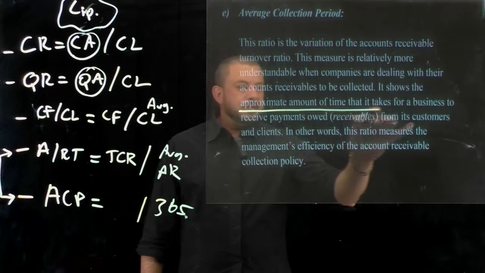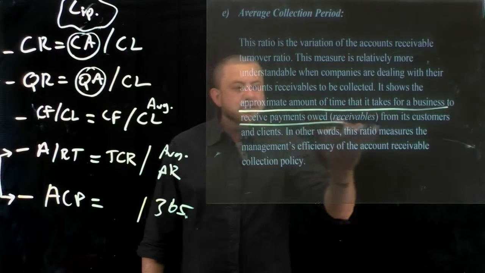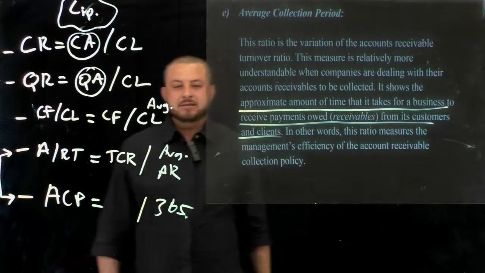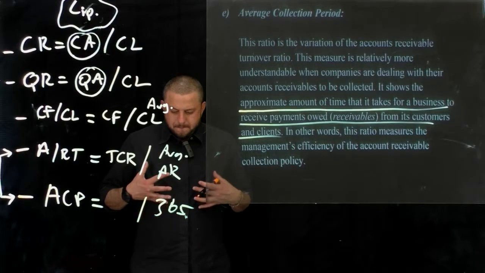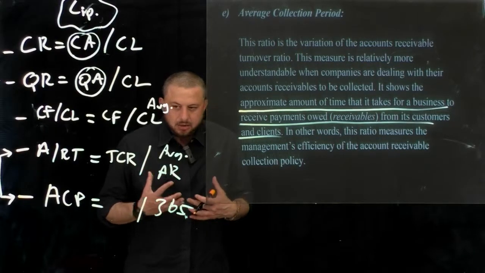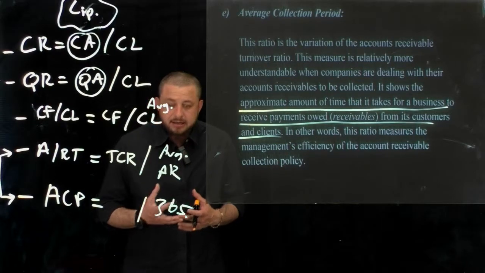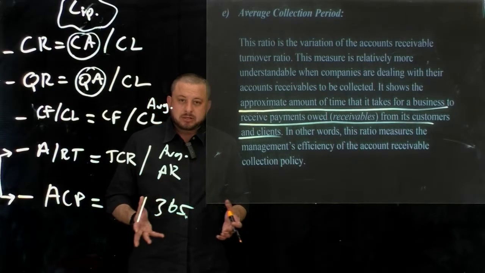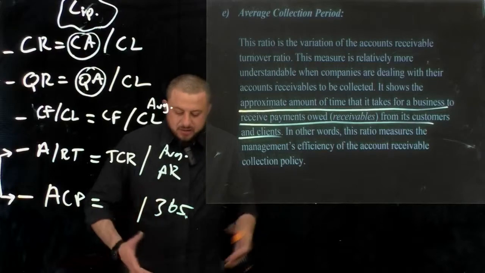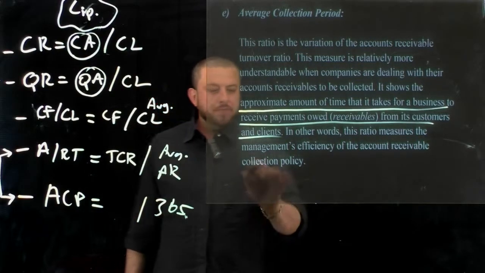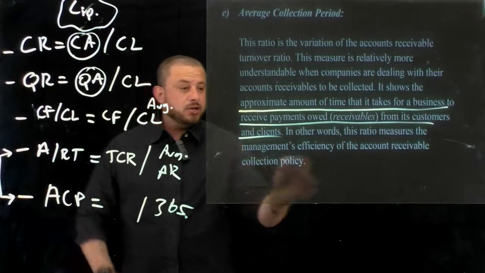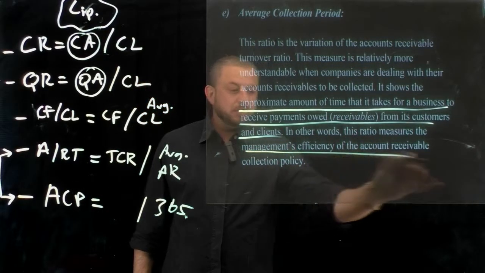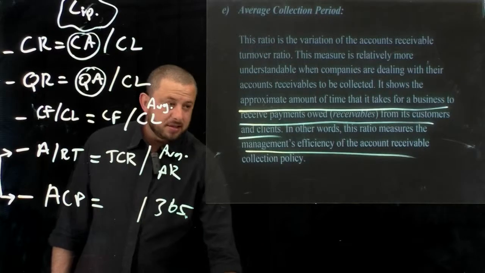Approximate amount of time that it takes for a business to receive payments owed from its customers, clients, vendors and suppliers. So how many days you're collecting your accounts, your collections, ART collections? What is the efficiency? What is the frequency of it? So this ratio answers the question. This ratio measures the management efficiency of the accounts receivable collection policy, okay?